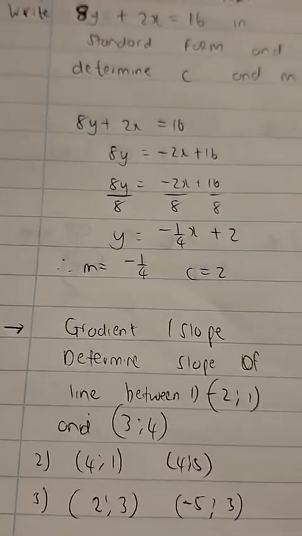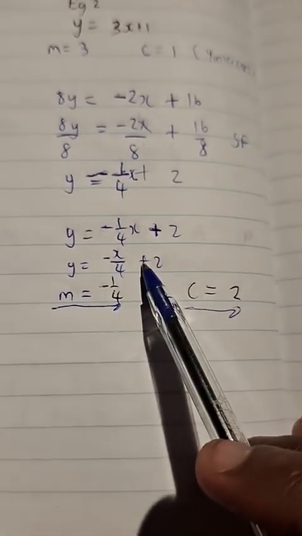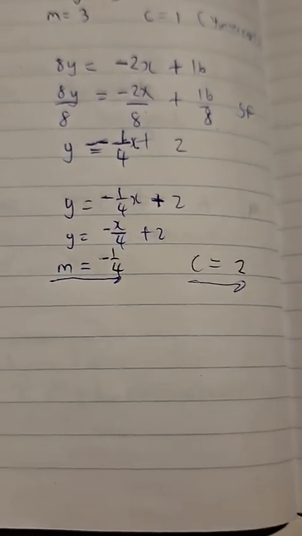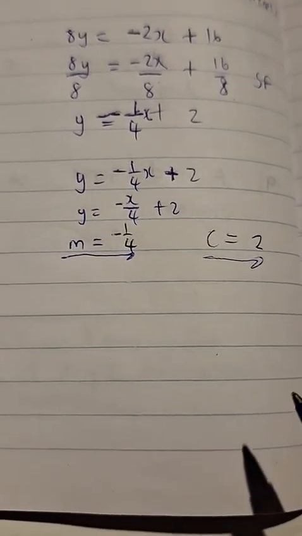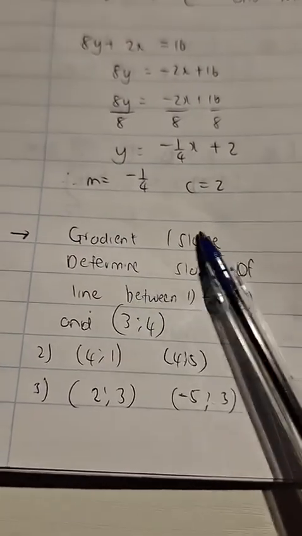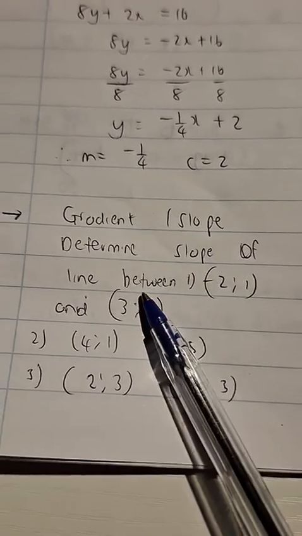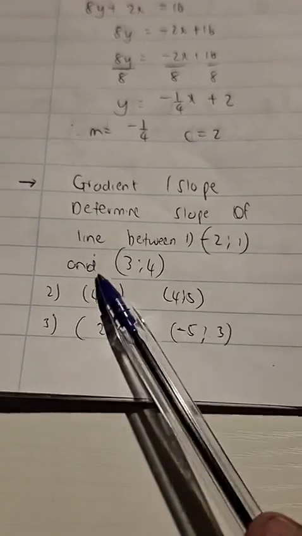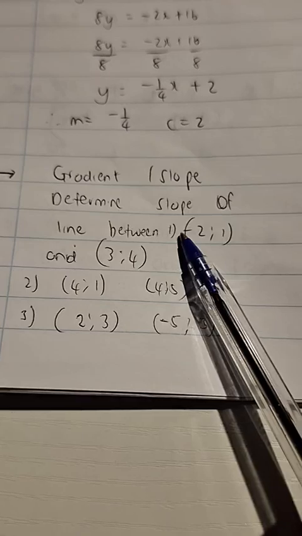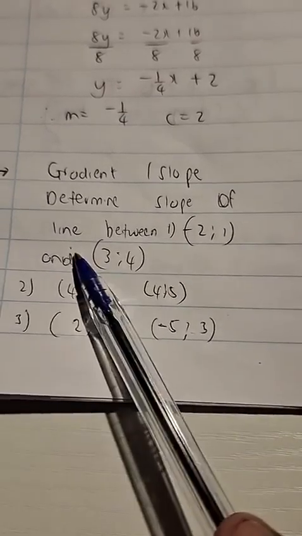Okay, it's very important to know how to get the equation from that form to this form, and then being able to extract or read the gradient value. It makes life so easy. Now I want to step into this world, the gradient or slope. How do we determine the slope of the line between? So we're going to look at all three of these scenarios. We've got scenario 1. They want us to determine the gradient or the slope between negative 2 and 1 and 3 and 4.